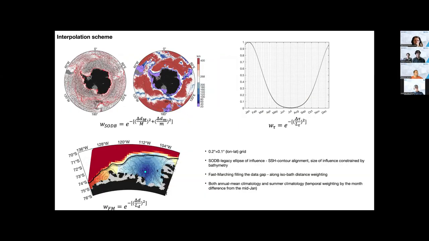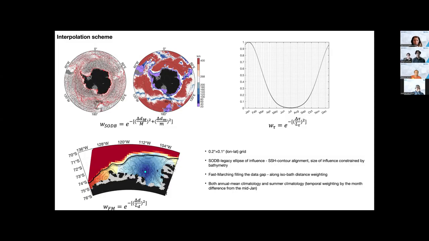So the next step that we took, based on the profile compilation that we collected, is to create a new Southern Ocean climatology. To do that, we needed to come up with an interpolation scheme to make the most use of these profiles. So the first interpolation scheme that we went for is based on a Southern Ocean database legacy.